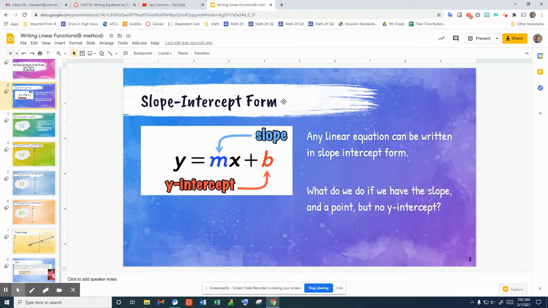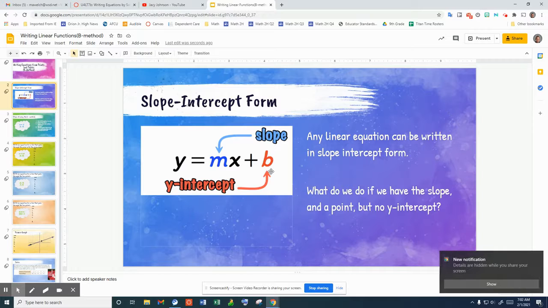All right, so we're given slope-intercept form here, and today we are going to be using the B method to write linear equations. So first off, we have to make sure that we always find the slope and the y-intercept. Those are the two things that we have to have in order to write any equation in slope-intercept form.